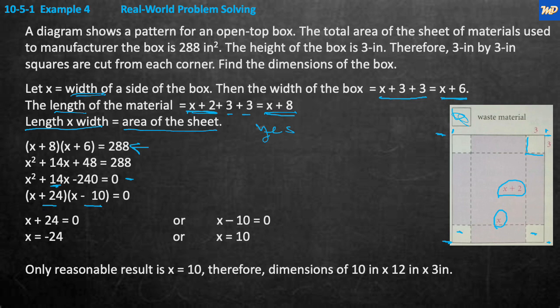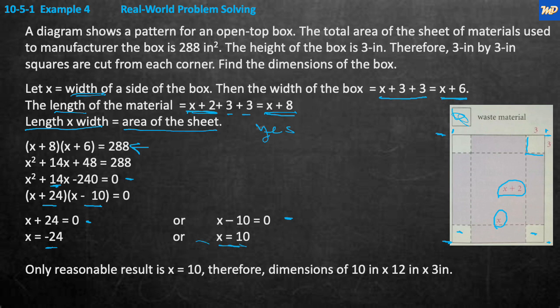So when we do that, we have the two terms: x plus 24 equals 0, or x minus 10 equals 0. And that means that x equals negative 24, or x equals 10. So the only reasonable result is x equals 10. Because why? Because you can't have negative space. This is a real world problem, so you can't have a negative length or a negative width. So the positive term is the only term that makes sense here.